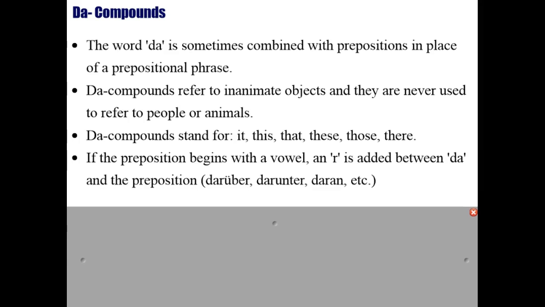If the preposition begins with a vowel, an R is added between da and the preposition. For example, über would become darüber, unter, darunter, an, daran, und so weiter, so etc.